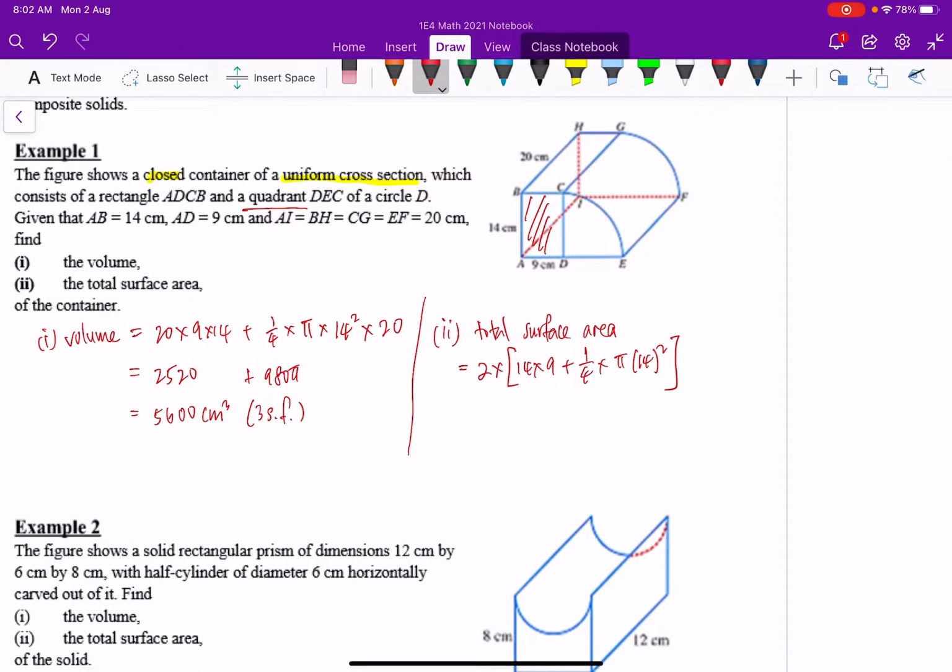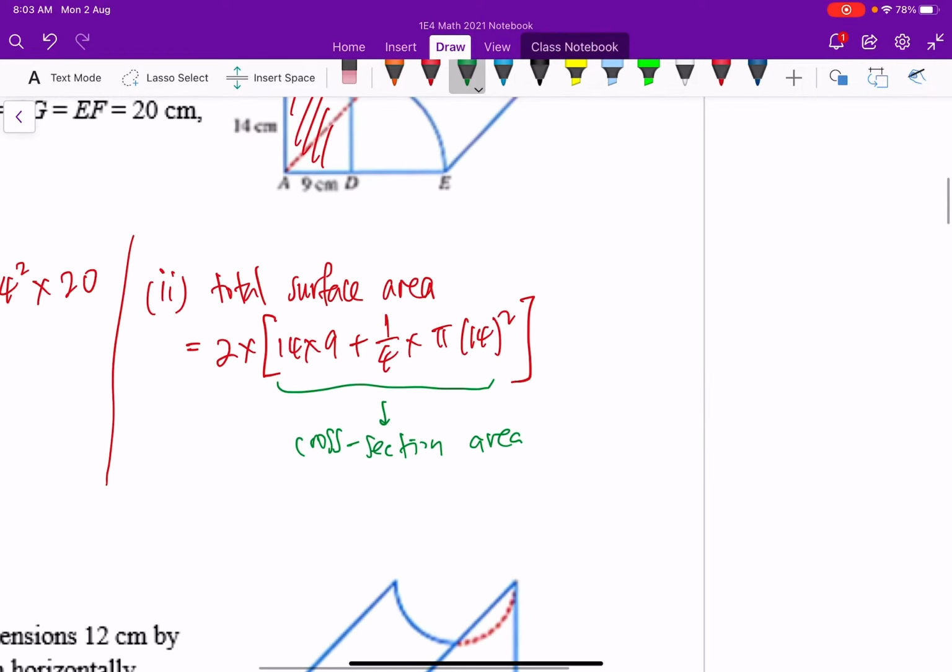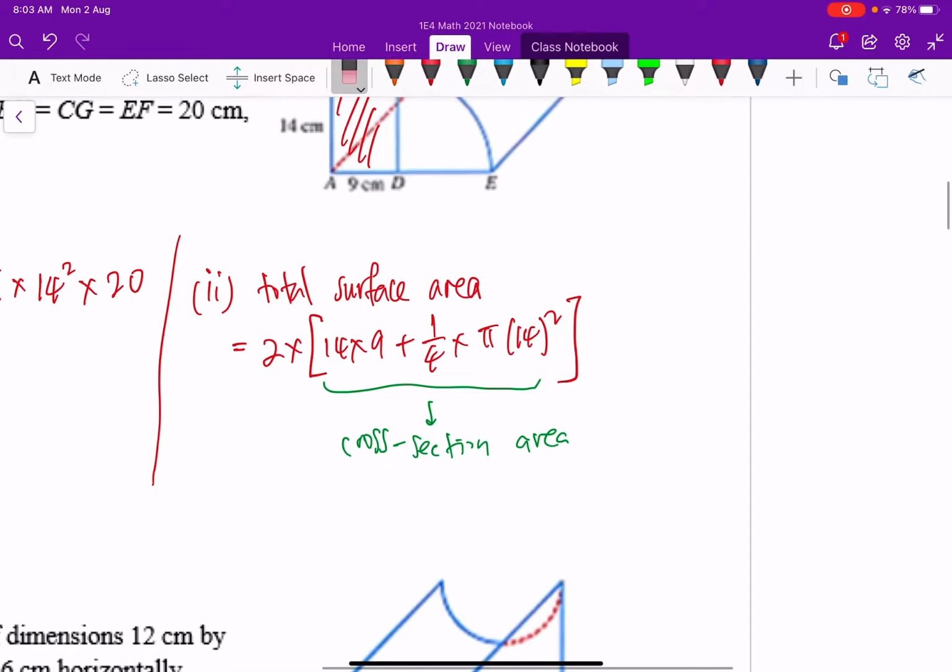Okay, understand? So I'm going to erase this after I write it. This is actually finding the cross section area. Okay, this is finding the cross section area.